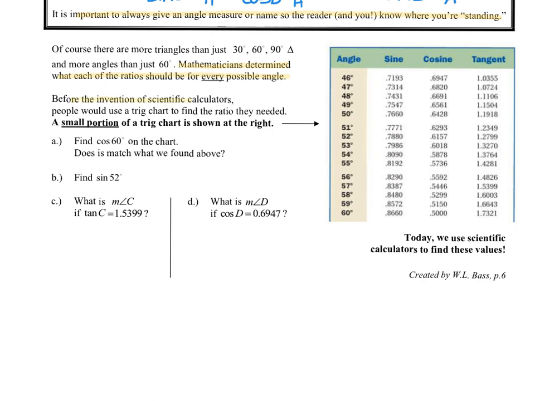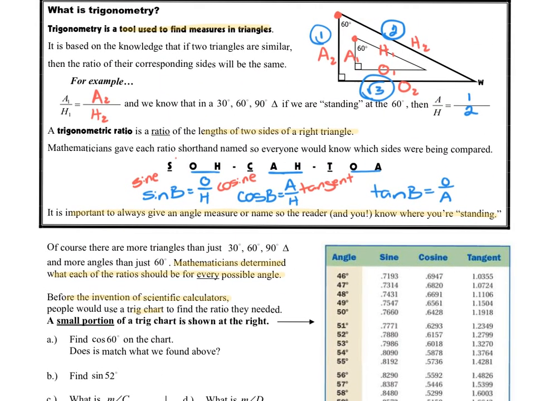Now, before we had our scientific calculators, people would use what's called a trig chart. And I have a small portion of a trig chart over here. So what we want to think about is that up above, when we were looking at our 60-degree angle, we compared the A over the H, which means we were doing cosine. We were doing our cosine of 60 degrees, and we found that it was this 1/2.